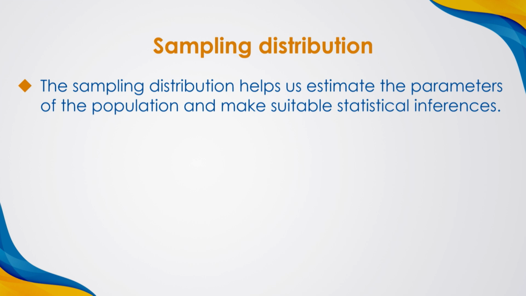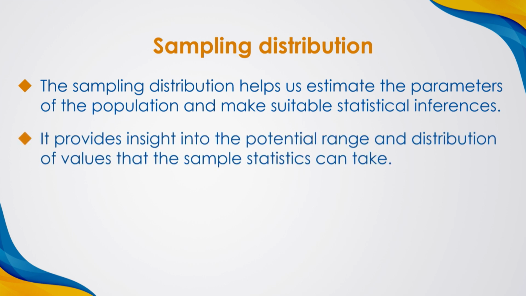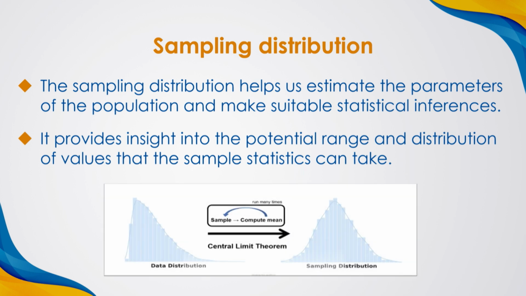Let us start. We begin with the first part of the lesson, in which you will learn the assumptions and properties of the sampling distribution. Sampling distribution: it helps us estimate the parameters of the population and make suitable statistical inferences. It provides insight into the potential range and distribution of values that the sample statistics can take.